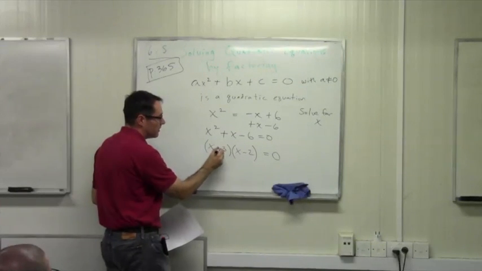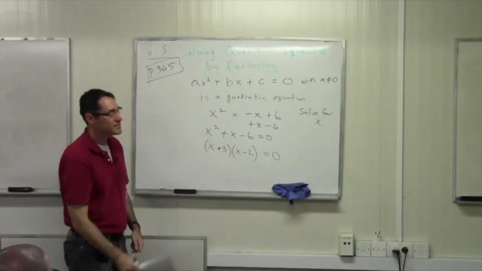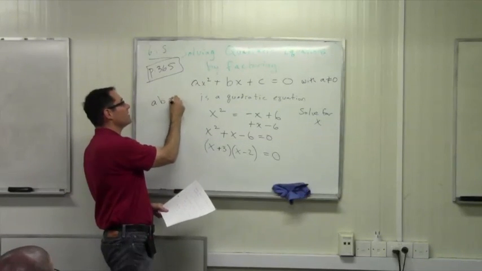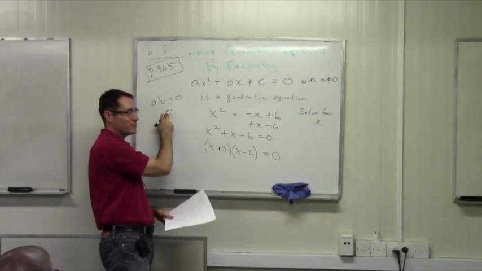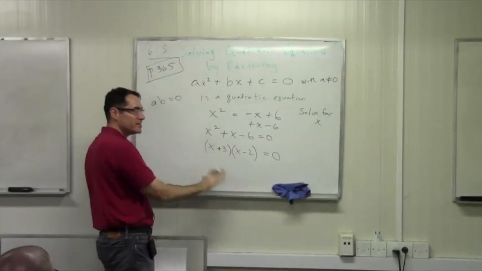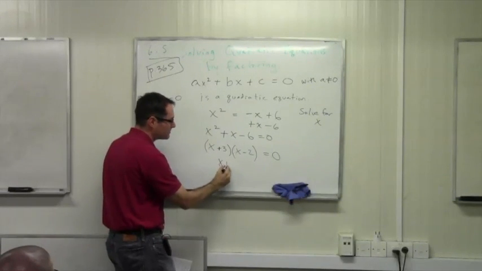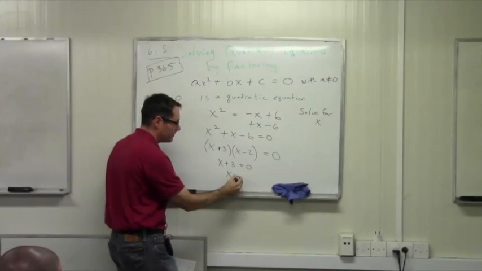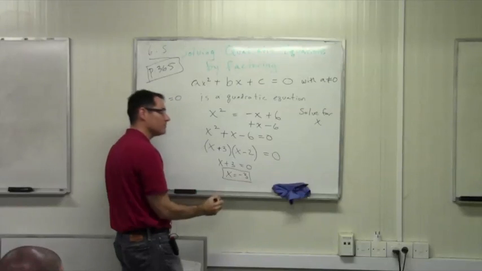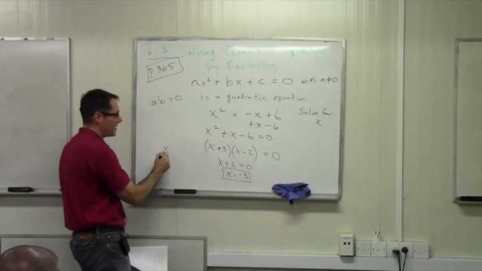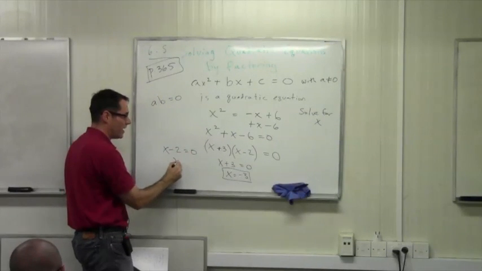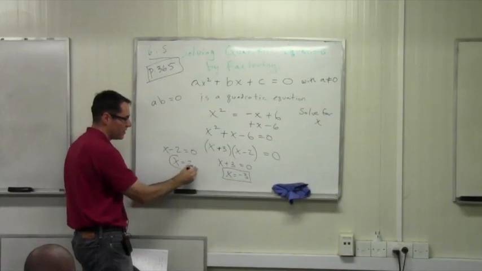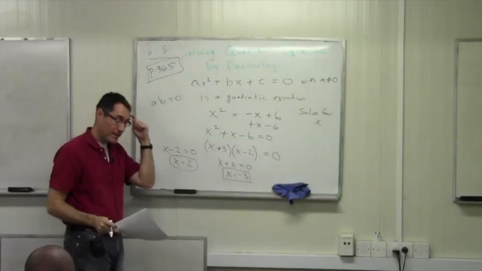Now that we've got this, we use that special property that says if a times b equals 0, either a is equal to 0 or b is equal to 0. So we take both of these in turn. First, x plus 3 equals 0. Therefore, x equals what? Negative 3. There's one answer. And the other answer comes from x minus 2 equals 0. Add 2 to both sides, you get x equals 2. There's your other answer.